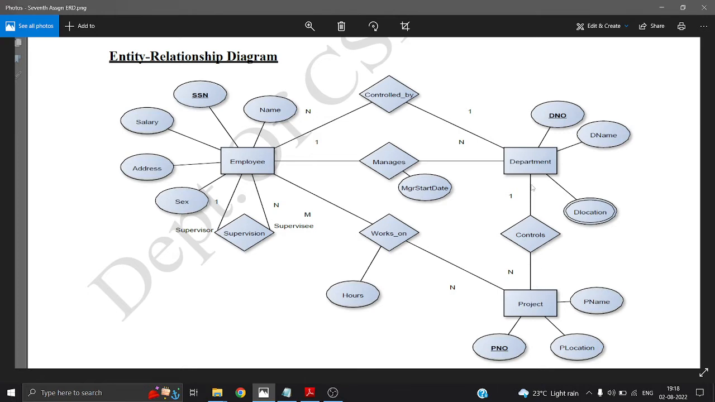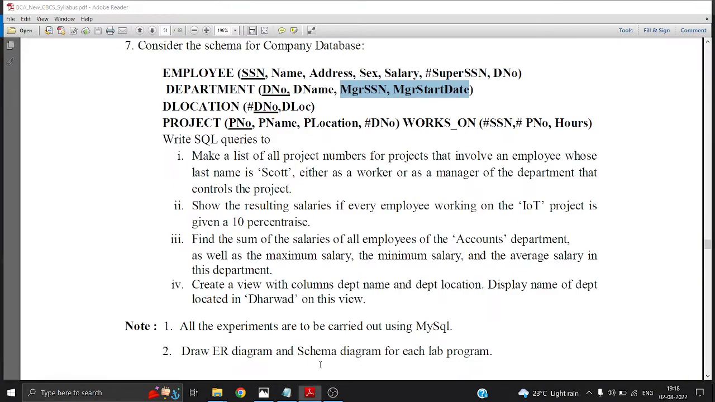Again, in this case also there is a cardinal ratio of 1 is to n. When 1 is to n is there, one department can control many projects. So n lies at the project side. Again, we can observe in project there is a foreign key, that is department number. So now we will have a look again at the table structure to see whether it is there or not.